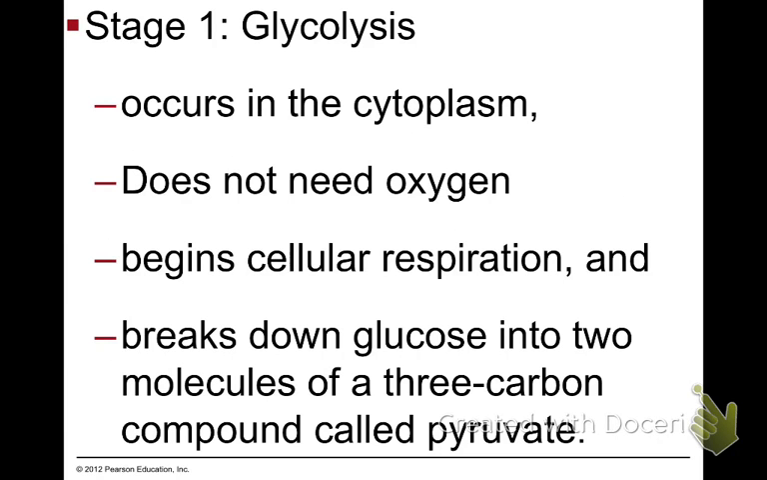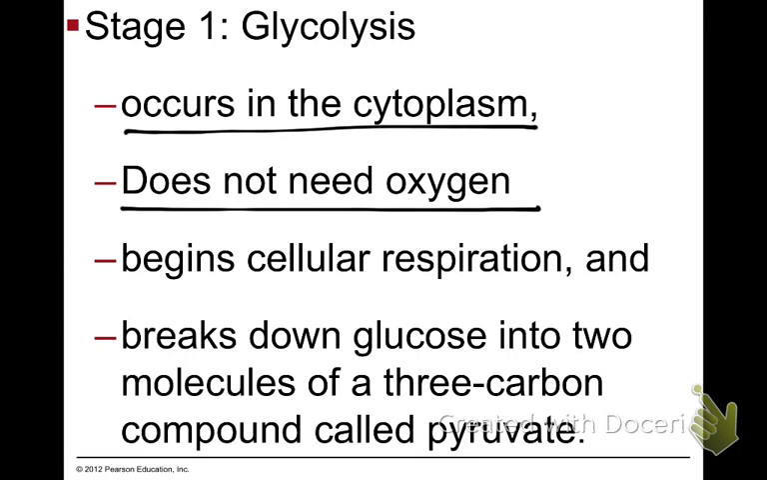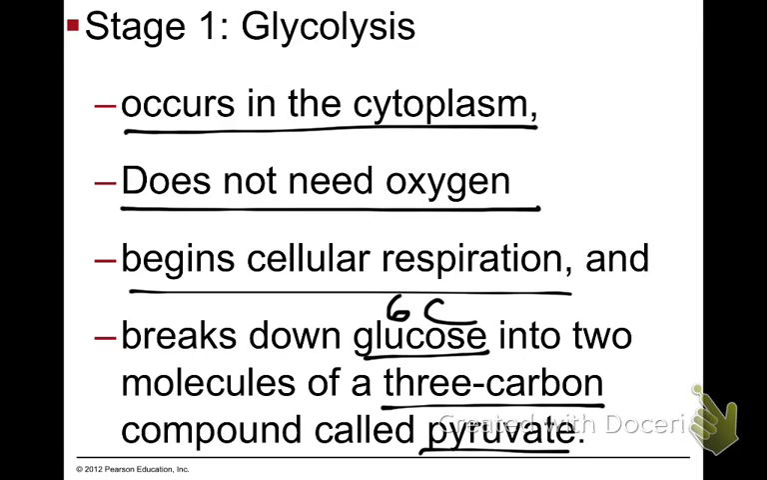So, one more time. Glycolysis occurs in the cytoplasm. It does not need oxygen. It marks the beginning of cellular respiration. It breaks down glucose, which is a 6 carbon, into 2 3 carbon molecules called pyruvate or pyruvic acid. Both are same names.